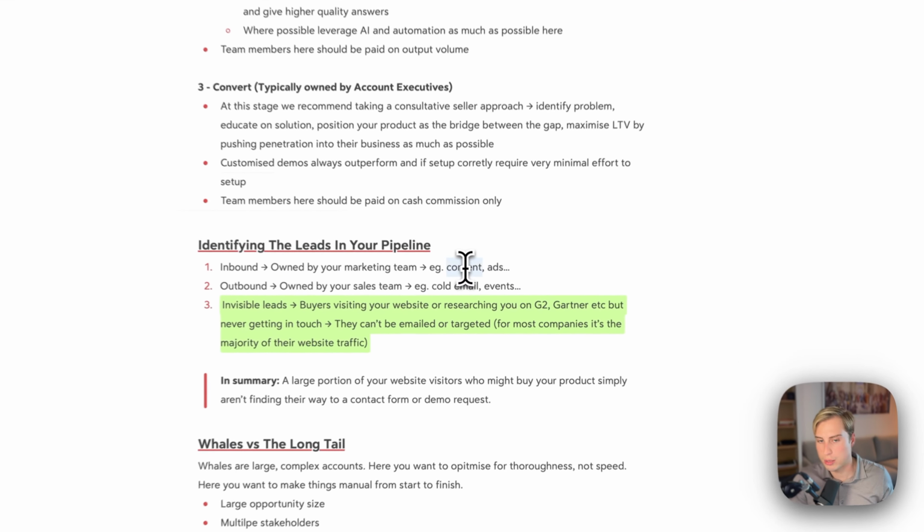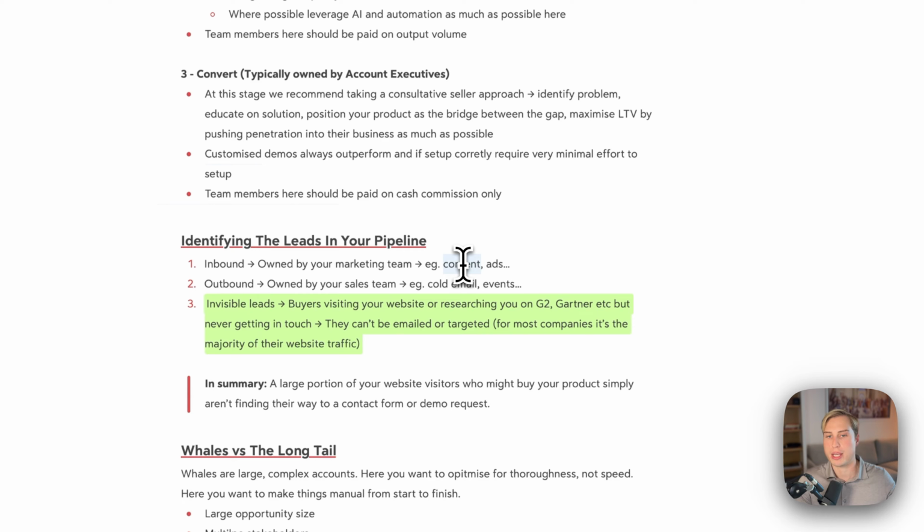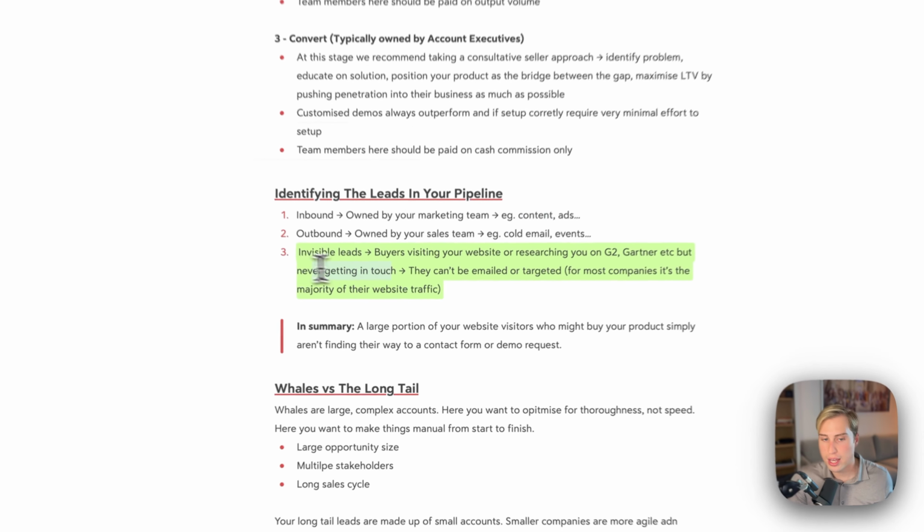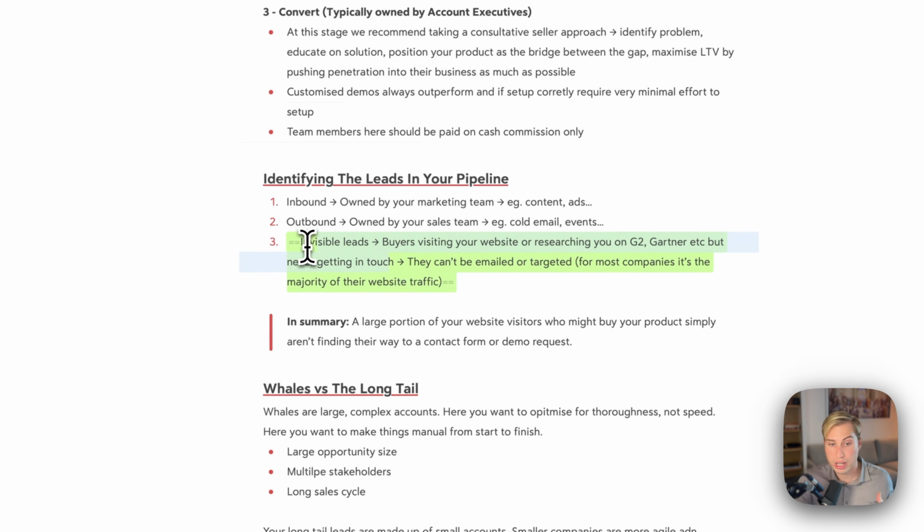And the same thing with content, because content would be social media. They might be following me. So I don't know their name and email specifically, but I have a way of getting to them. Where these guys, they're just there. 99% of the time I'm not aware of who they are and I have no idea how to get to them. Okay. So they can't be emailed or targeted. And for most companies, it's a majority of their website traffic. Most of their website traffic is completely anonymous.